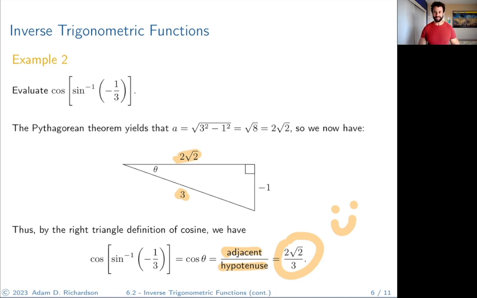Yay, right? Not too bad. Not too bad. Construct the right triangle, find the missing side, and then just evaluate it using SOHCAHTOA, and you're done.